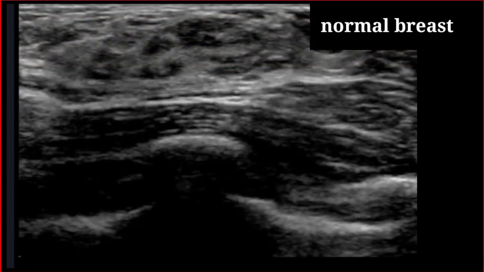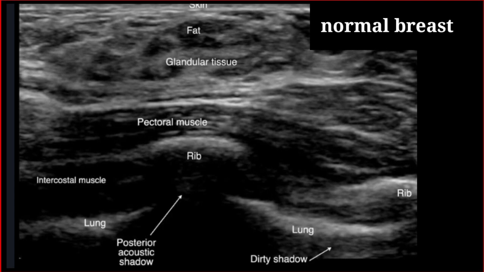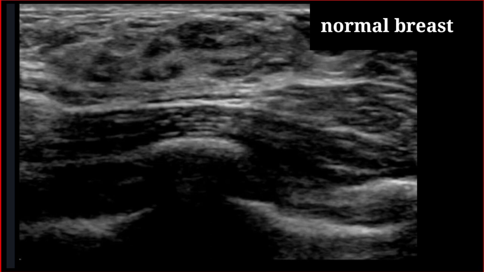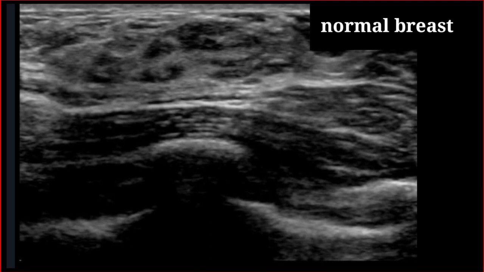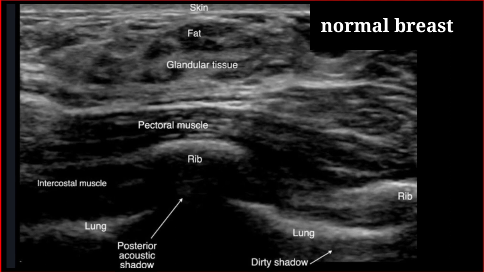Here we see a normal ultrasound image of the breast. The upper gray layer is the skin. Then there is a mixture of fat, dark or hypoechoic, and glandular tissue, which is light gray or hyperechoic. The striped layer posterior to the breast tissue is the pectoral muscle.